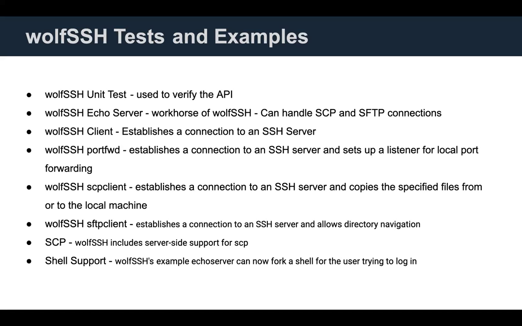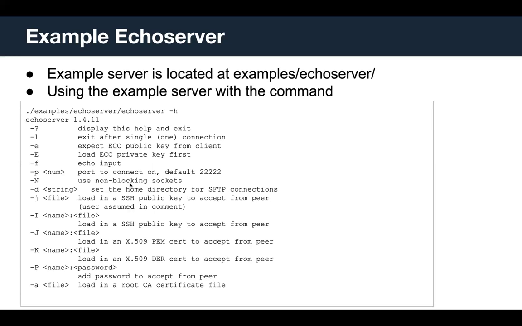Port forwarding example. There's an SCP client and SFTP client example in the examples directory, and then SCP on the server side, and shell support also in the example server, as I mentioned before. Each of these examples has a -h option, which gives you a nice list of all of the arguments that can be passed into the example.